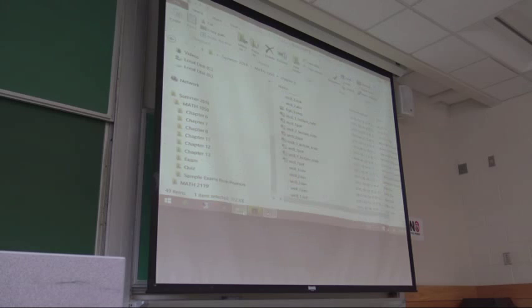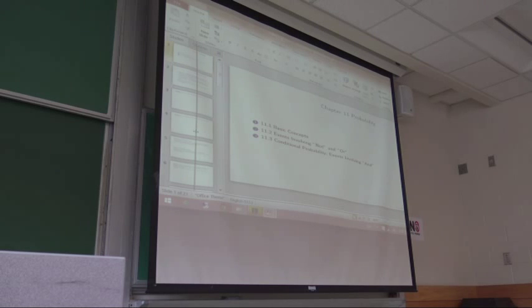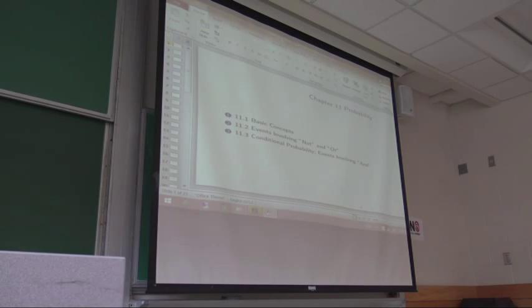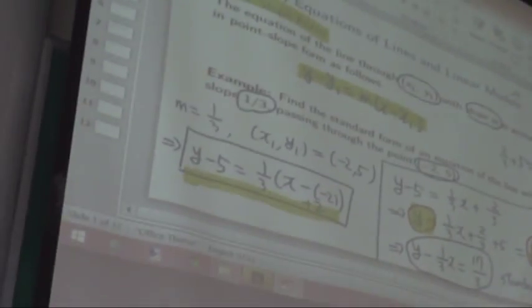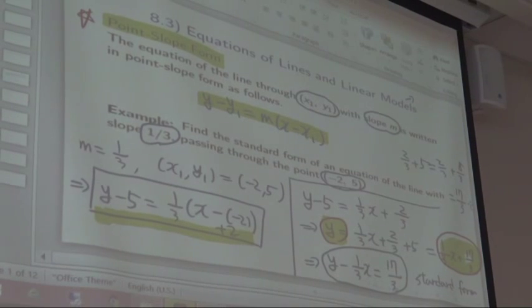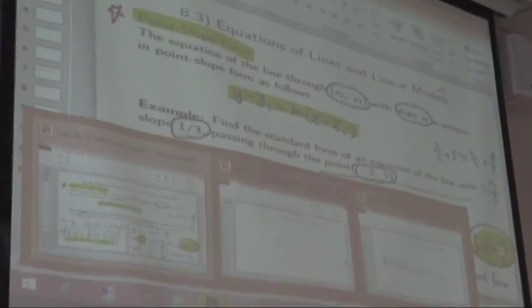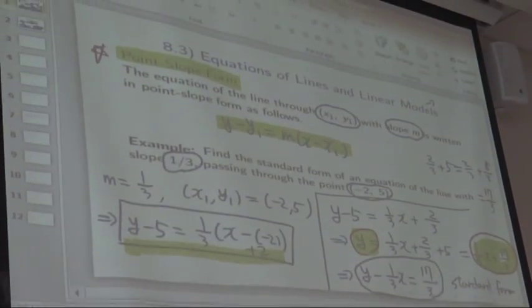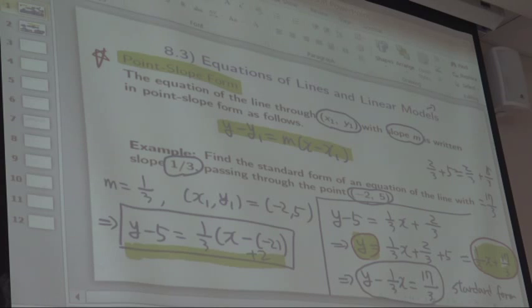Chapter 8.3. All right. I think it's time to start. All right. Anyway, let's start. So 8.3 is about the equations of lines and linear models.